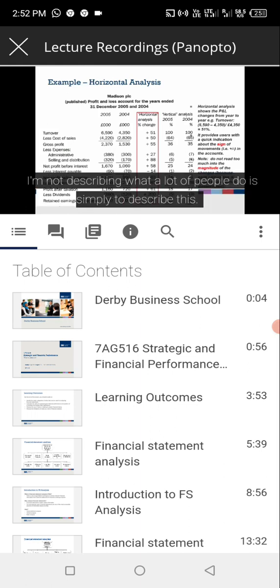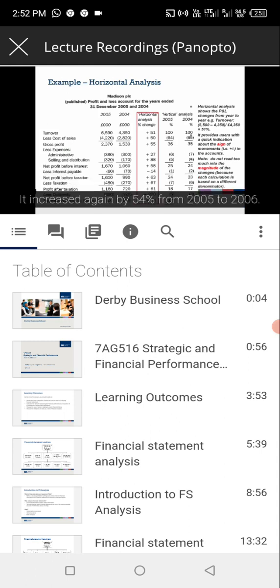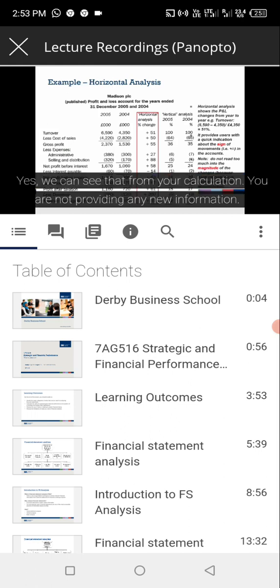What a lot of people do is simply to describe. Just, oh yes, revenue increased by 52% from 2004 to 2005. It increased again by 54% from 2005 to 2006. Yes, we can see that from your calculation. You are not providing any new information. Is that okay? So if you begin to say that, that's just description. You're only describing what you have calculated, and you have not analyzed the performance of the company.